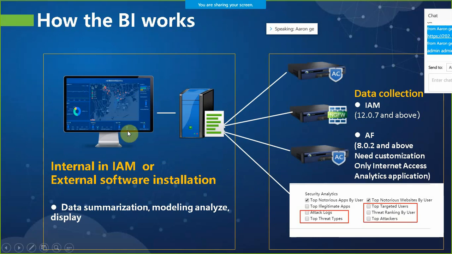So this is the architecture of how the BI platform works. There are two main scenarios and two main deployments of this BI platform. One form is the built-in BI platform. This is built into IAM, so the customer just needs to upgrade the device. Currently the latest firmware is 12.0.8, and you just need to upgrade to the latest, 12.0.13. Once you upgrade to this firmware, you will see the BI platform in the IAM.